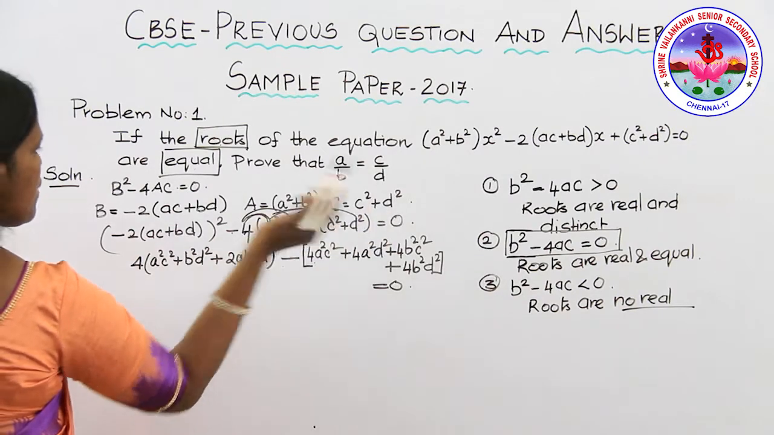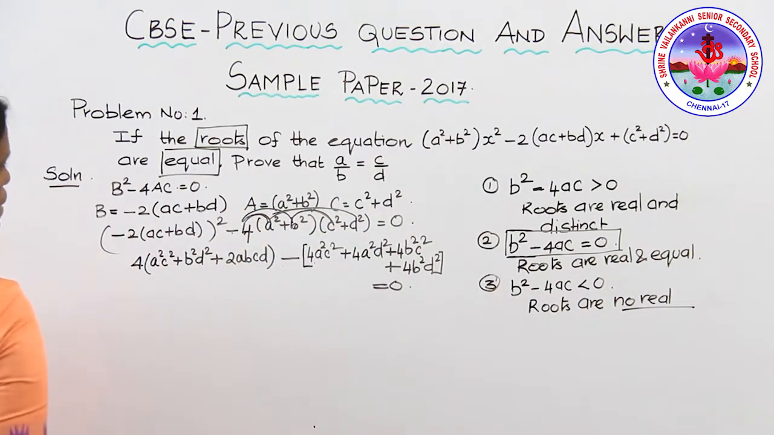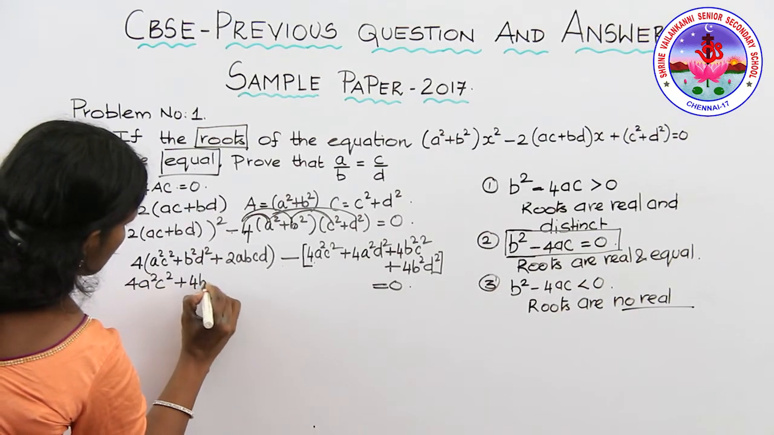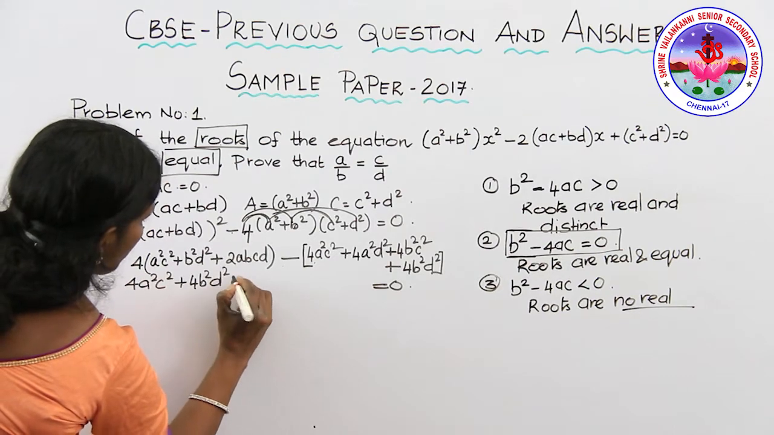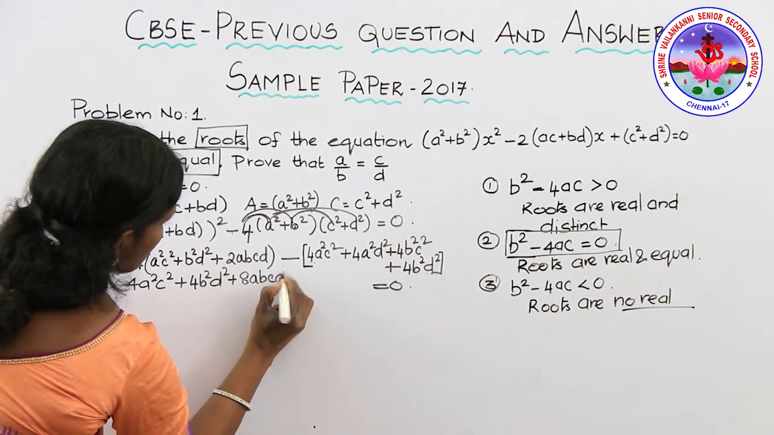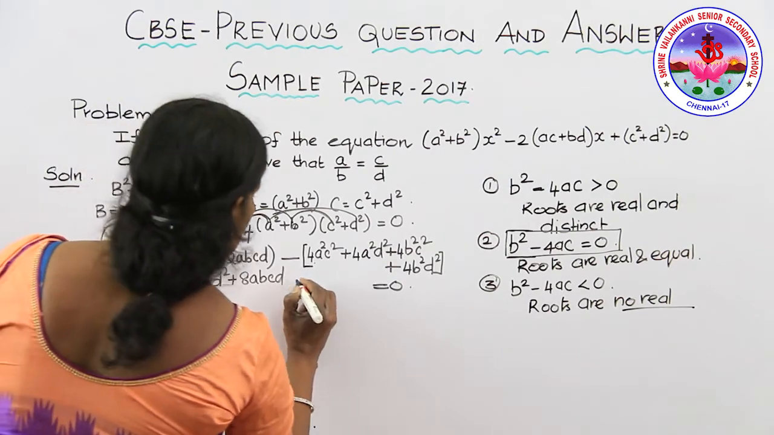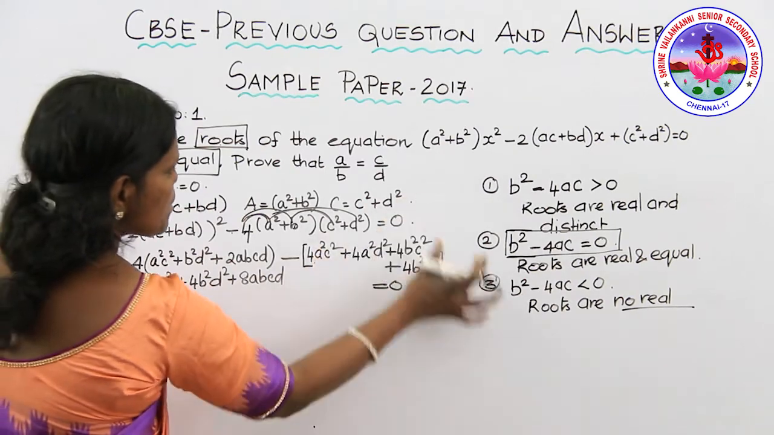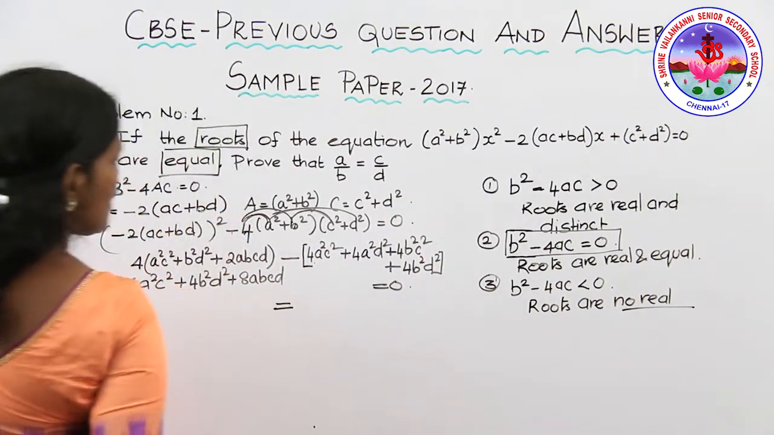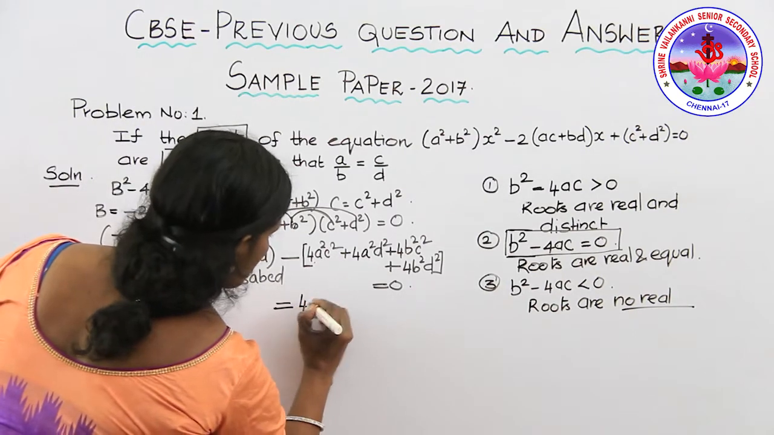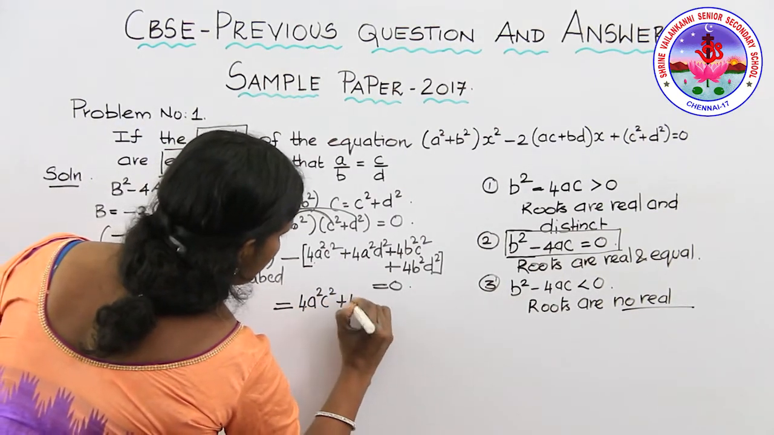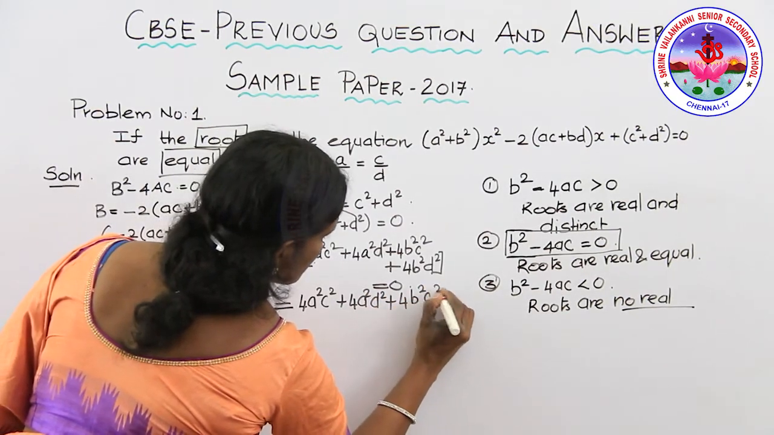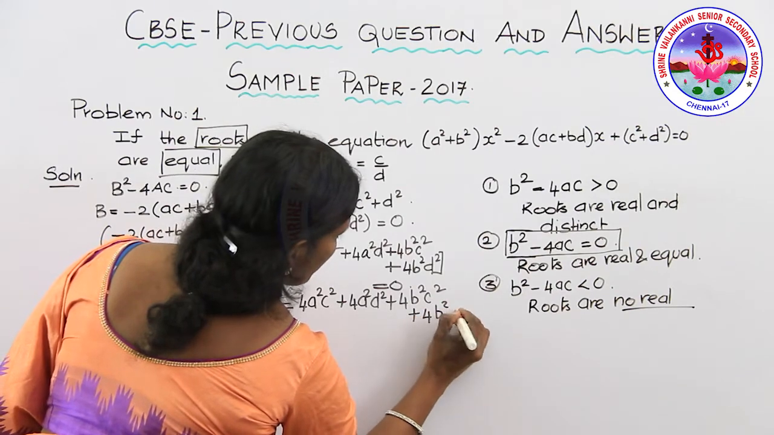I am writing the condition. Now I am just multiplying everything inside. I am multiplying each and every term with my 4 and I get this expression. This minus, I am taking this entire expression to my right hand side. When it goes to the right hand side, everything is in terms of plus. So I get 4a squared c squared plus 4a squared d squared plus 4b squared c squared plus 4b squared d squared.